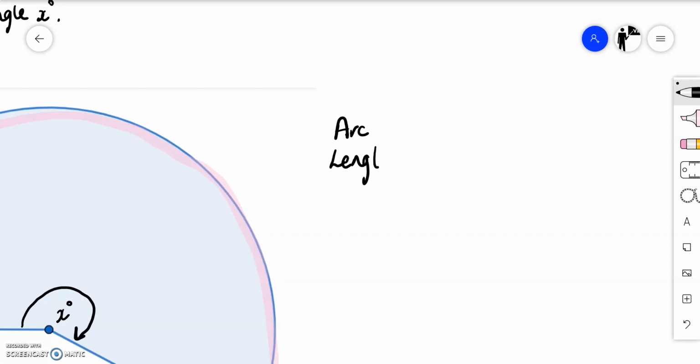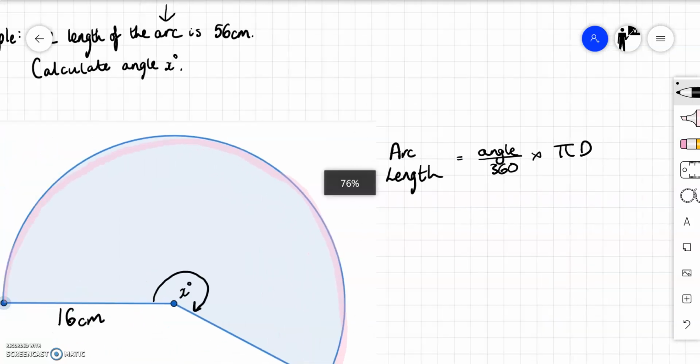the arc is part of the circumference. So to work out the circumference, we do pi times the diameter. But it's not that, but for a section of a circle to find out the arc, we work with the fraction of it. So it's the angle over 360 multiplied by pi times d.